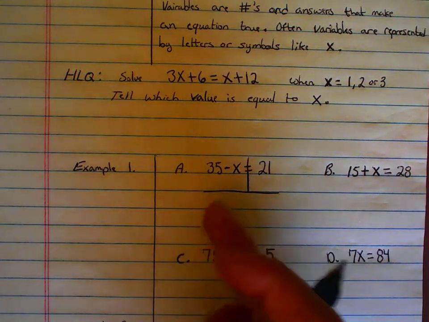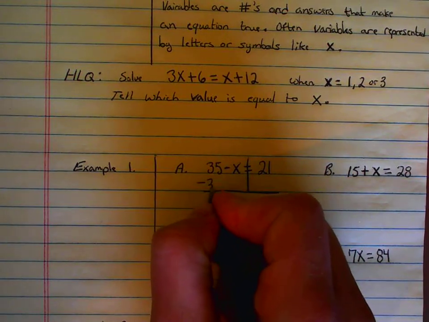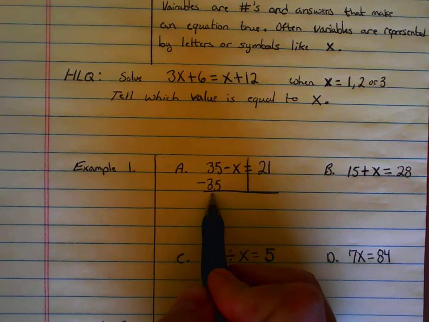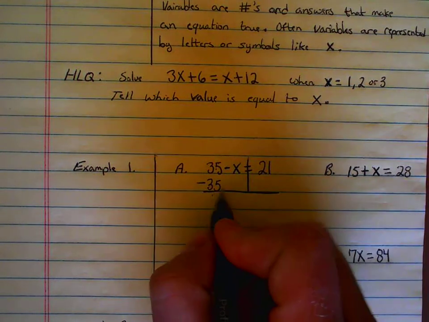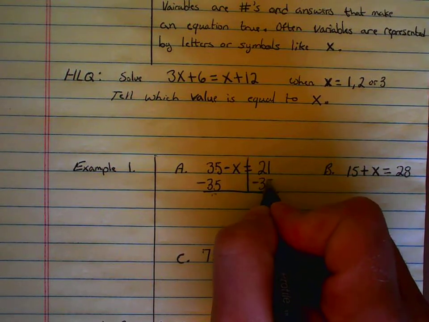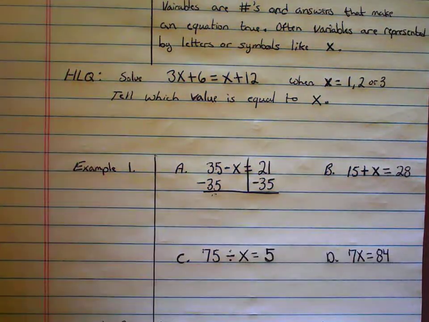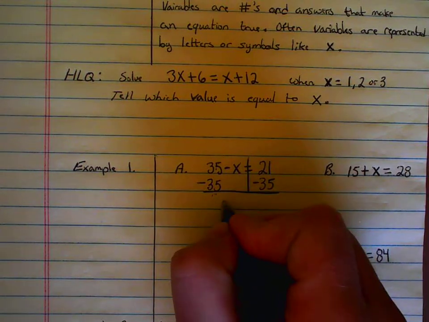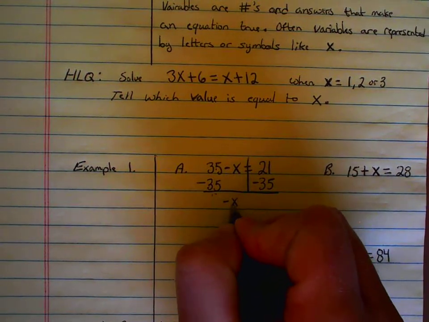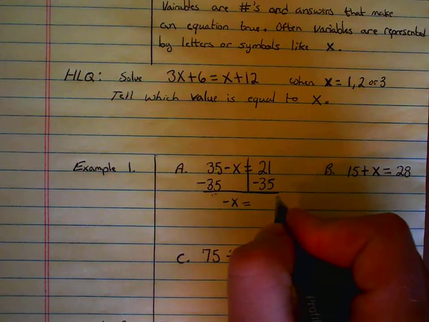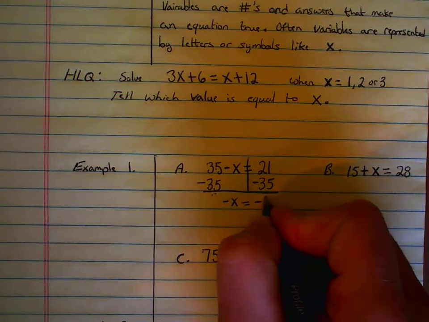In order to move 35 over, I have to subtract 35, because a positive 35 minus 35 is going to give me 0. But since I do it to this side, I also have to do it to my other side, minus 35. Okay? Now, like I said, this is going to give me 0. So what do I have left? Well, I have a negative x on this side equals 21 minus 35. Right? Well, 21 minus 35 is going to give me a negative 14.